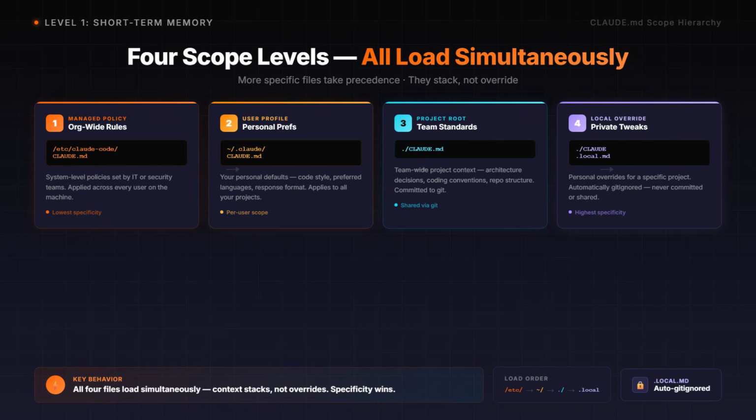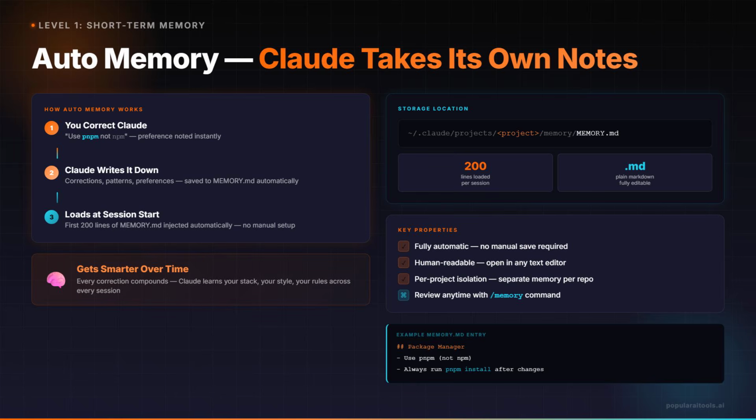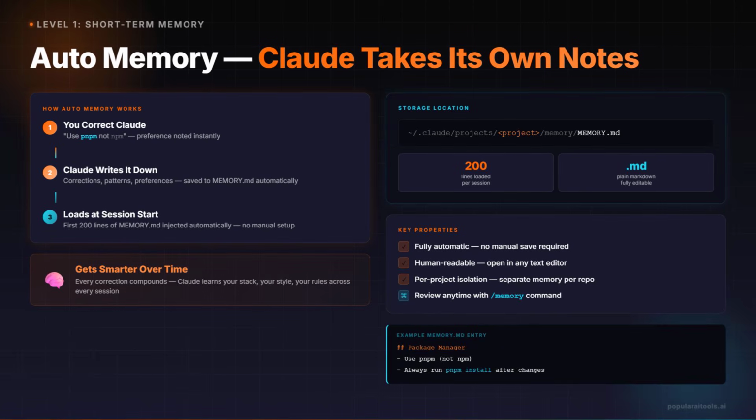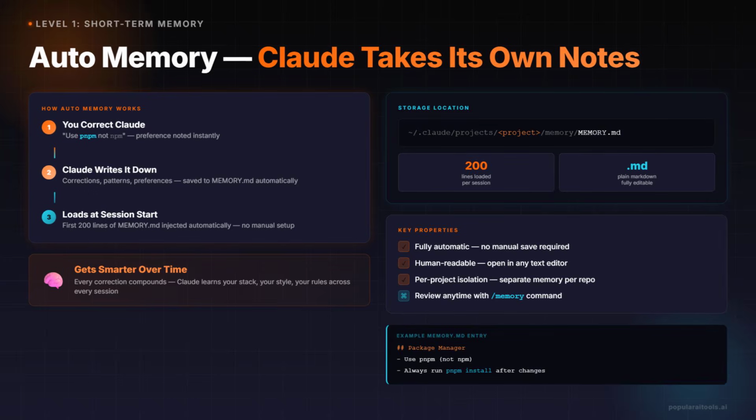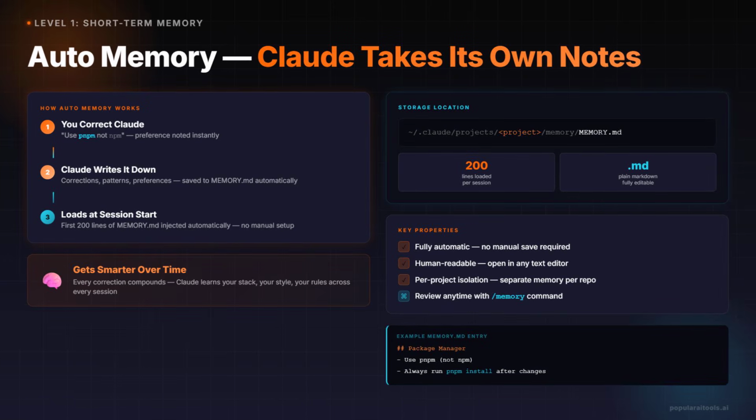More specific files take precedence. Now, auto memory. This is where Claude takes its own notes. When you correct it, no, use PNPM, not NPM. It saves that. Discoveries, preferences, patterns, all stored as plain markdown you can review anytime by running /memory. The more you correct it, the smarter it gets.